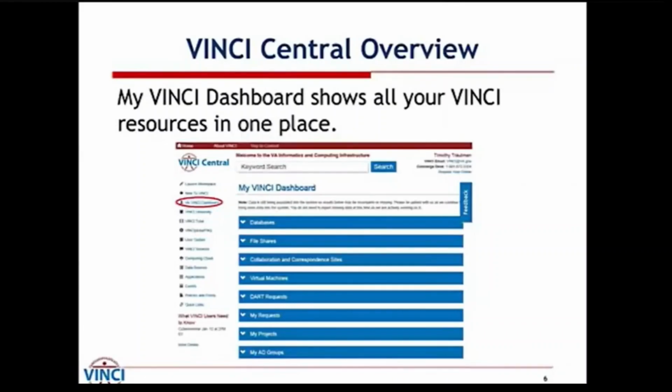You'll be able to see a listing of all your databases, database size, same with the file shares. If you have VMs or a collaboration site, you'll be able to look at all your active and past DART requests. If you have made any online requests to Vinci for services or new features, you'd be able to see a history of those and the status of where that request is, and also make new requests online if you need to. You'd be able to see all your projects, and all the Active Directory groups that you are a member of, which essentially translates into all the various permissions that you have to different projects and data. That would be a good page to remember, Vinci Dashboard, if you want all that information.